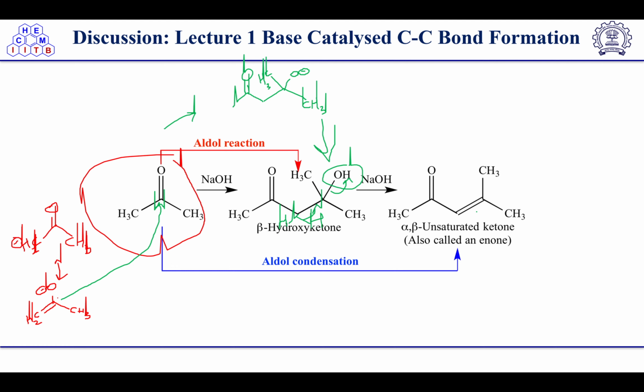I hope all of you got the difference between the aldol reaction and aldol condensation. The aldol reaction is basically a base catalyzed reaction in which we get an alcohol as a product. Here we are getting a beta hydroxyketone, but it can be a tertiary alcohol or secondary alcohol, depending on the substrate we are taking in a reaction. But in aldol condensation we are getting an enone as a product. So a double bond will be there in the aldol condensation reaction.